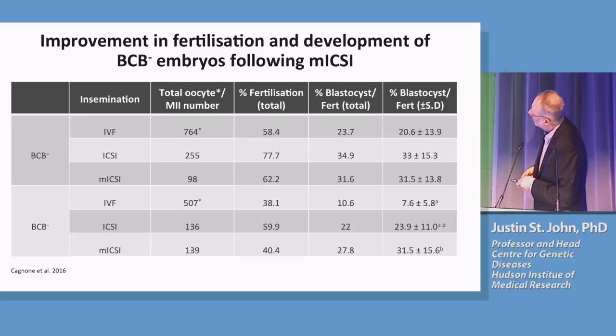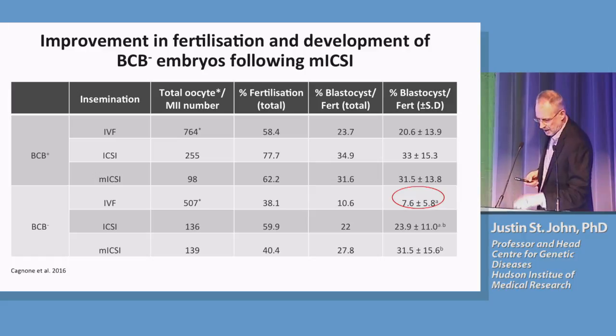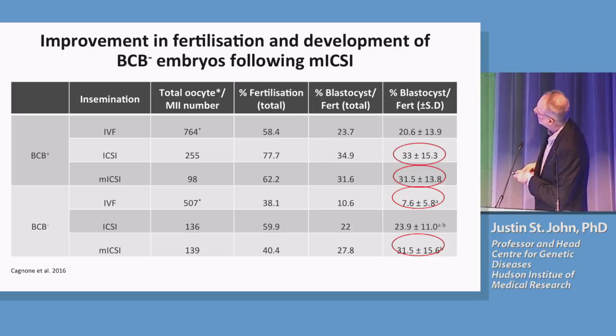So here are the developmental outcomes. When we take BCB negative eggs and fertilize them using normal IVF means, we get around a 7.6% blastocyst outcome. However, when we perform MICSI, we get a blastocyst rate of around 31.5%. This compares with the outcomes that we see with BCB positive eggs that were either injected by ICSI or MICSI, which have blastocyst rates of around 33% and 31.5% respectively. So what we're seeing is similar blastocyst rates for our mitochondrial DNA deficient eggs when they're supplemented as for the positive ones. And in fact, supplementing BCB positive eggs with extra populations of mitochondria is not helping developmental outcome as far as we see at the moment.